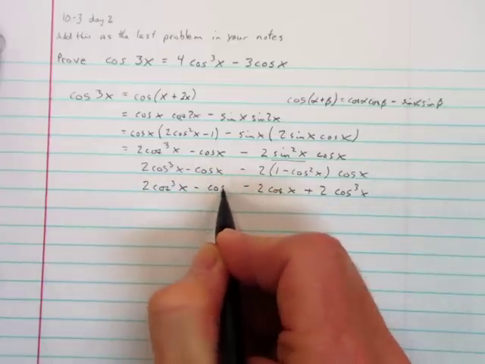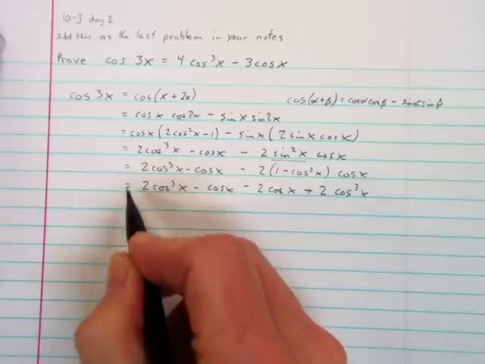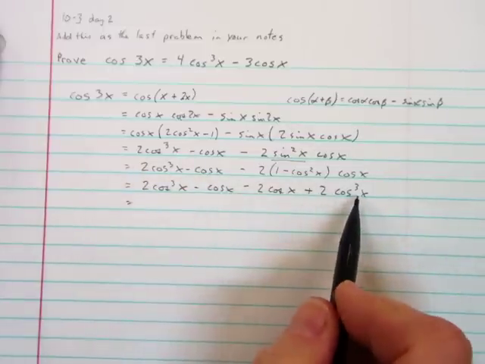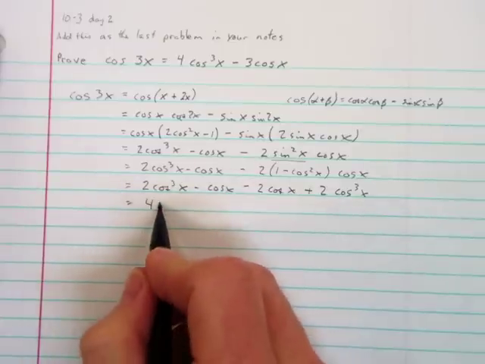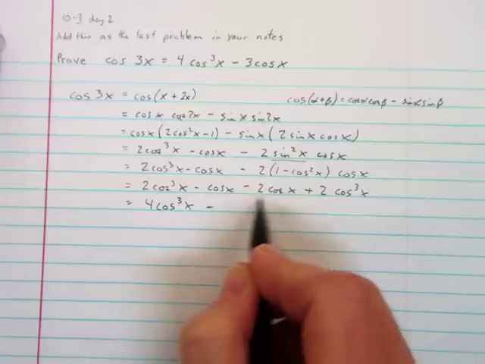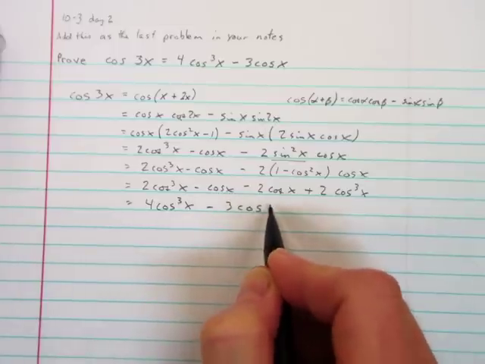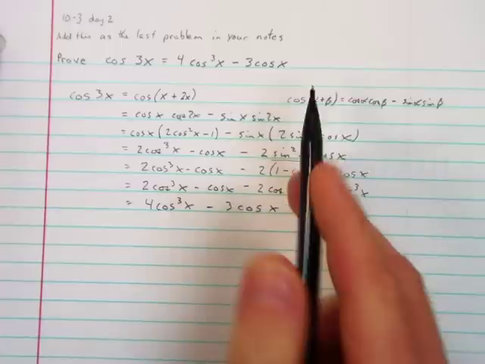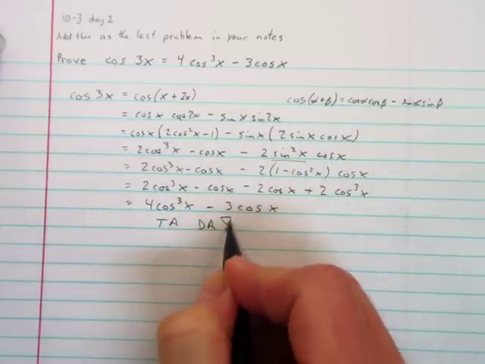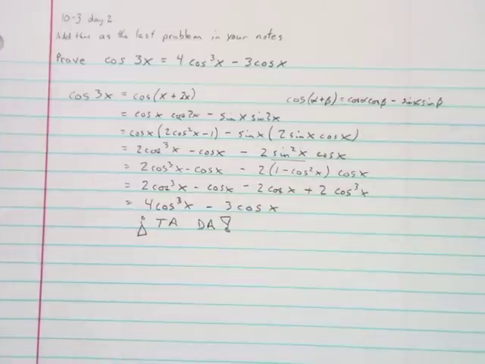Carry these ones down. Combine our like terms, and we have 2 cosine cubed, 2 cosine cubed, so we have 4 cosine cubed minus 3 cosine x, which is exactly what we want. So we have, ta-da! And that is it.